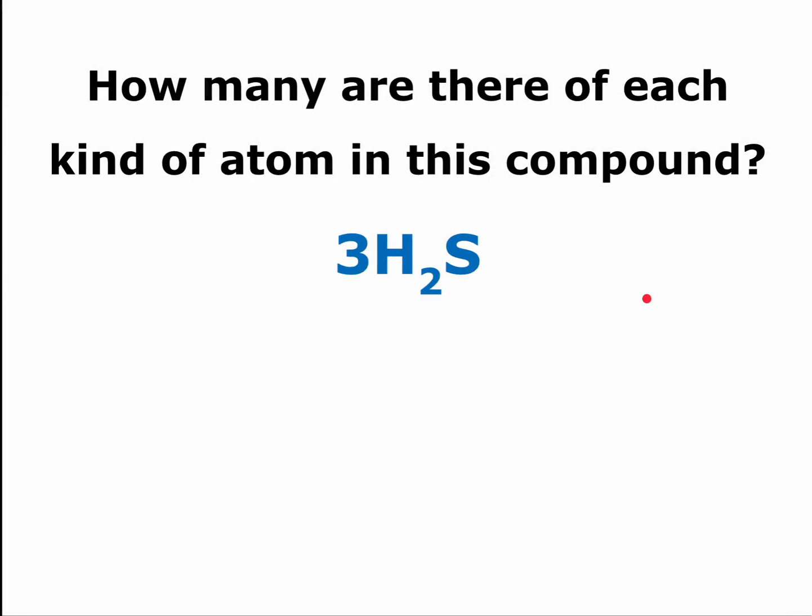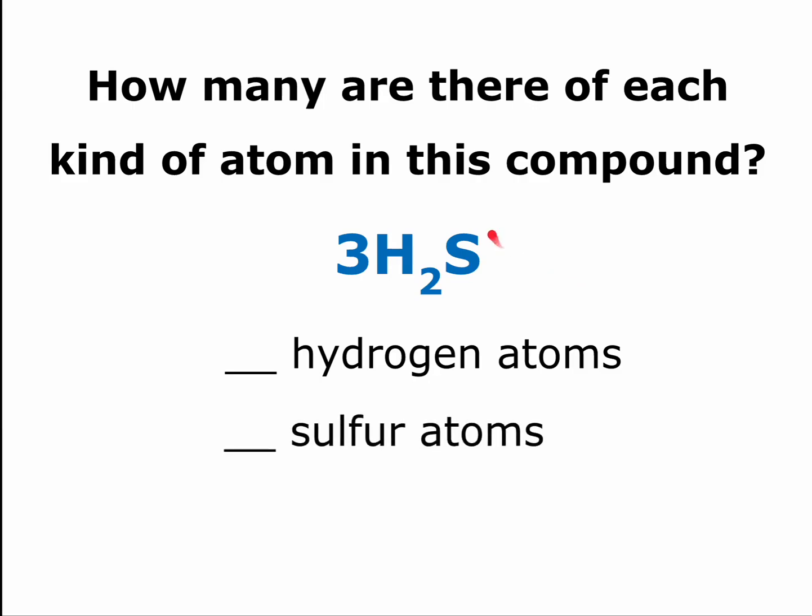All right, how many are there of each kind of atom in this compound? First, we'll list the kinds of atoms, hydrogen and sulfur. S is for sulfur. We'll take the subscript times the coefficient. 2 times 3 is 6. And 1 times 3 is 3.